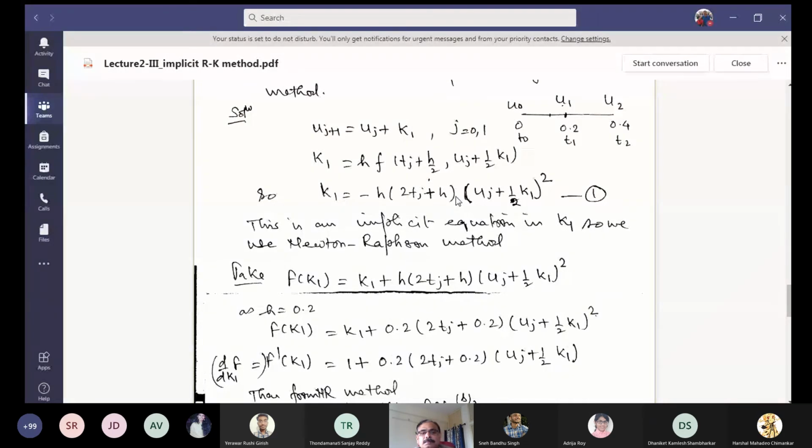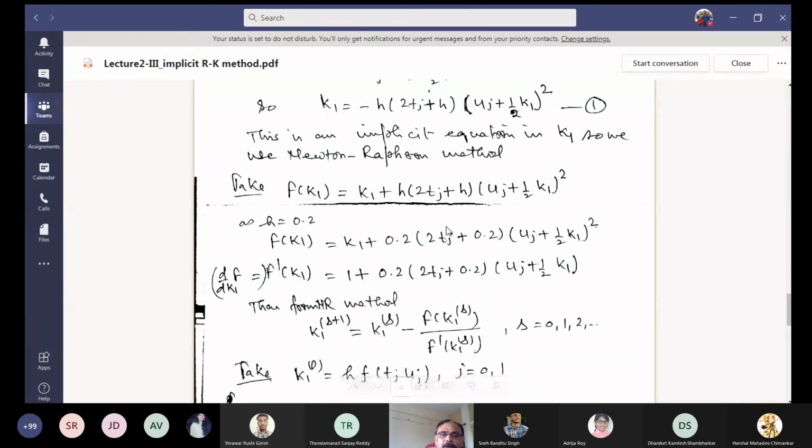So 2 gets cancelled out because I have taken 2 tj. 1 by 2 was there, so that multiplied here, 2 tj plus h, and that 2 is gone because 2 by 2 gets cancelled out. So basically, you have to use now the Newton-Raphson method. That's the major part, because u0 is known, it is 1. If you get the K1, your job is done, you will get the next value.